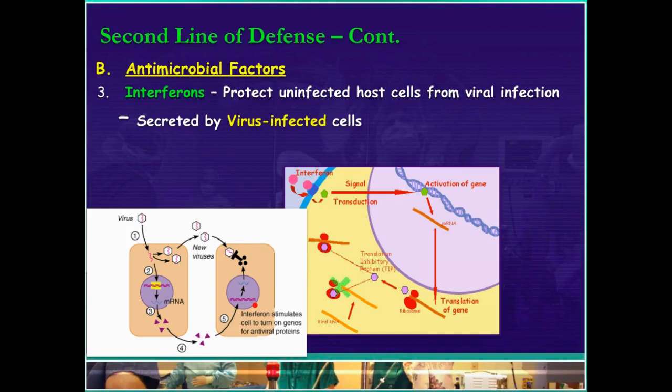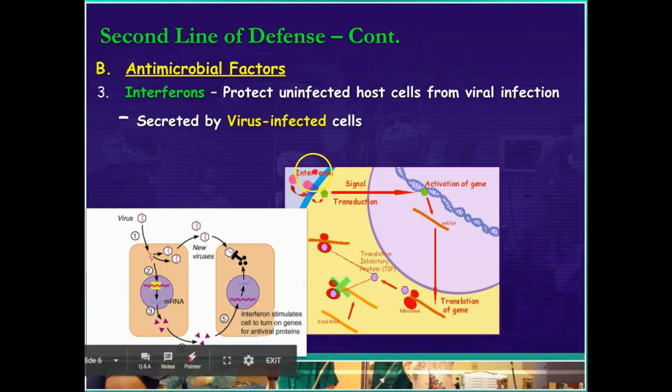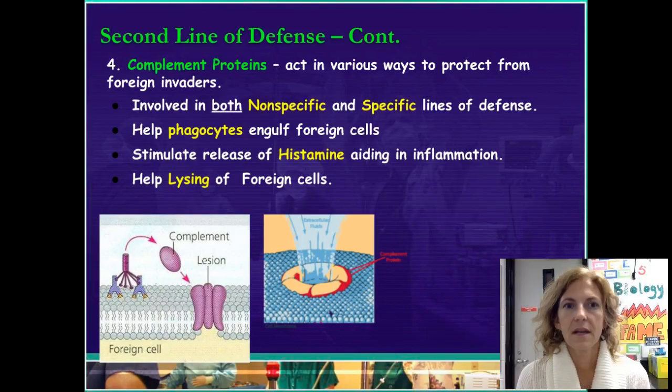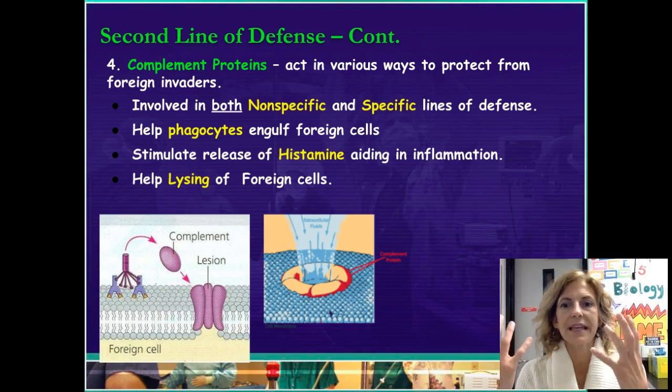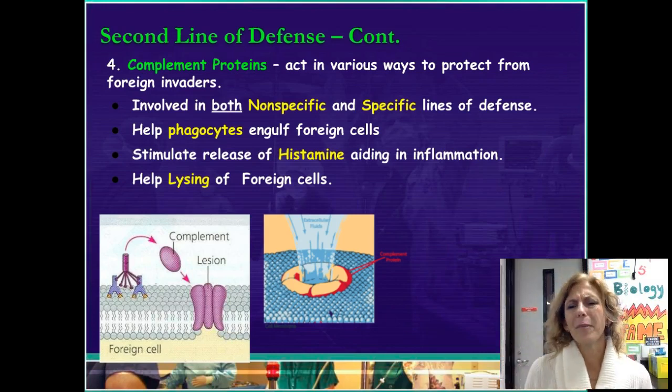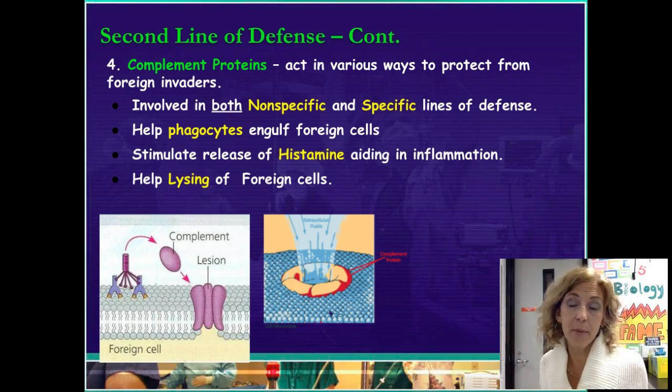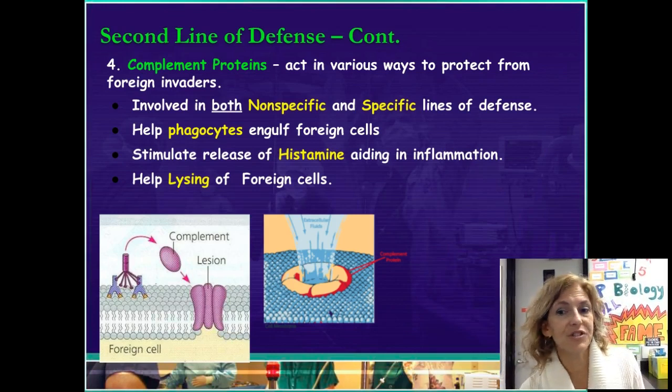So there's a couple key AP biology topics. You have cell signaling, you have signal transduction, you have gene regulation. It's all very exciting stuff. So our chemical factors, you have interferons, you have complement proteins. Complement proteins are called complement because they work in association with others. You have about 20 different kinds of complement proteins, and they do several different things.